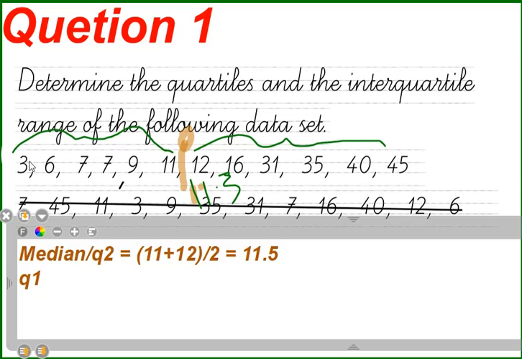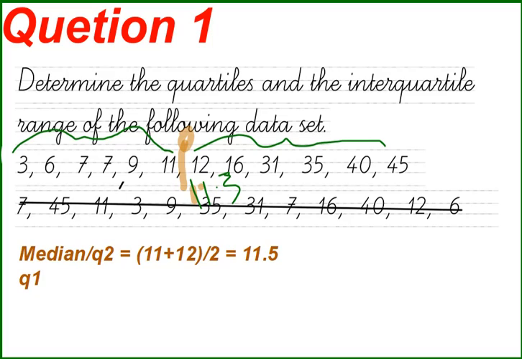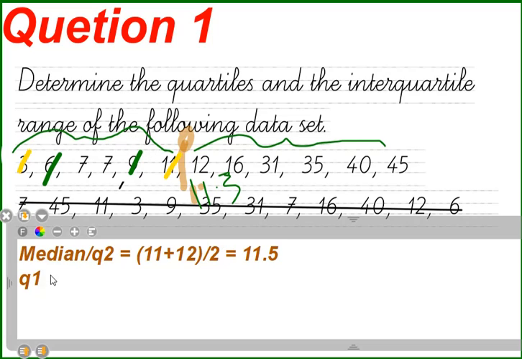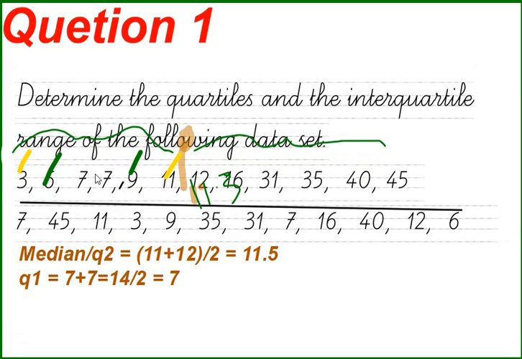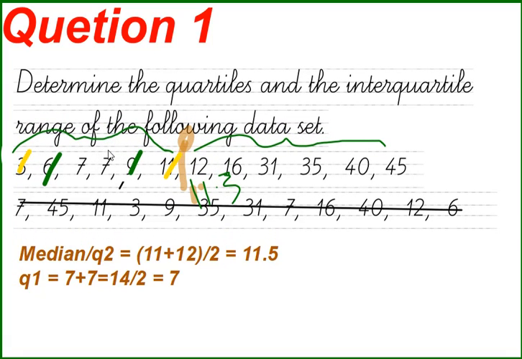So looking at this first part, or the left part of our data set, because that's our Q1, we need to get the median there, and we're going to get it by cancelling on both sides, going in an inward direction, and we are left with 7 and 7. If we add 7 plus 7, we get 14, and we divide that 14 by 2, we get 7. So our Q1 is 7. Let's write it down to be 7.